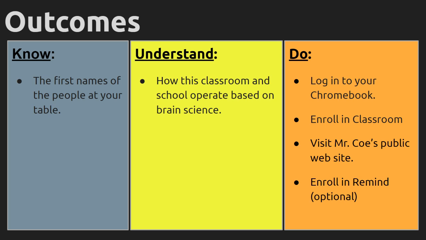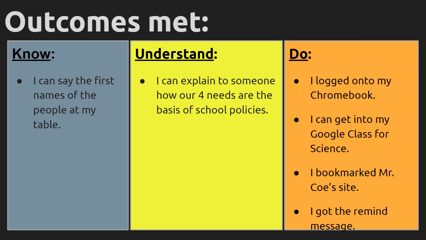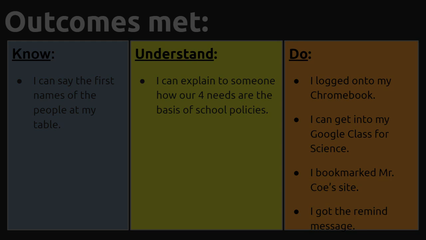Outcomes: first names of the people at your table, how we're operating on brain science. But most of the day is doing. We need you to get into your Chromebook, enroll in Classroom, visit my public site, and enroll in Remind if you so choose. You've met those when you can say the first names of the people at your table, you can recall the 4 needs, you've logged into your Chromebook, you've gotten enrolled and we see you on the list of students enrolled in the class, you know how to access my site, we've done that in class, and you've got a Remind message if you chose to enroll.